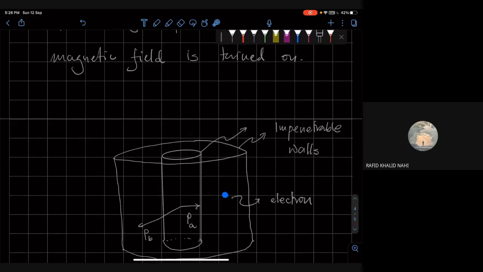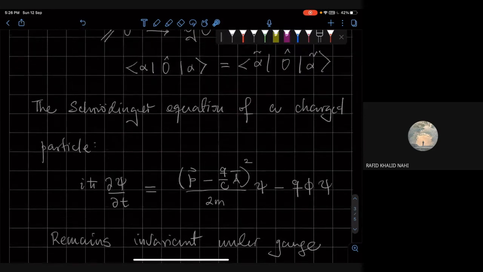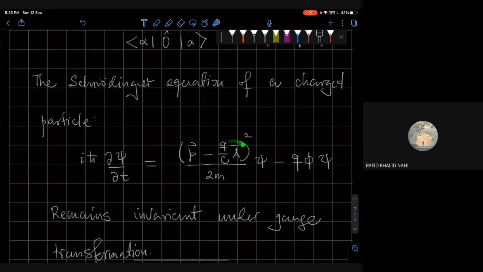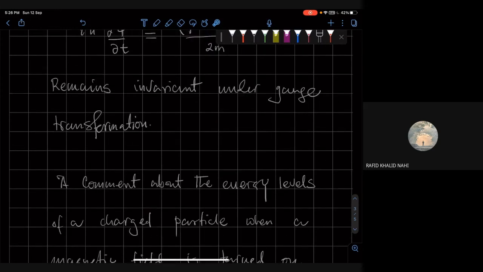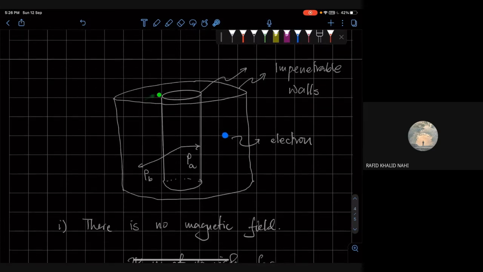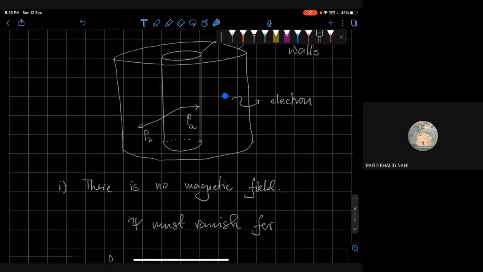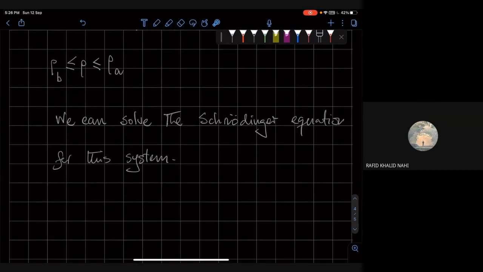And therefore, if I look at the Schrodinger equation over here, this term would be 0, and this is also 0. And therefore, this just becomes the free Hamiltonian, because there is no electromagnetic field in this region. So this is going to be the free Schrodinger equation. Is that clear?